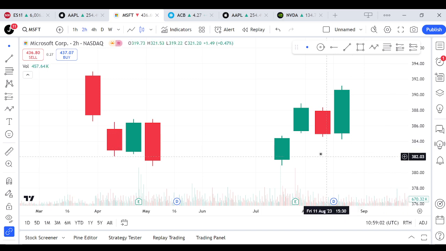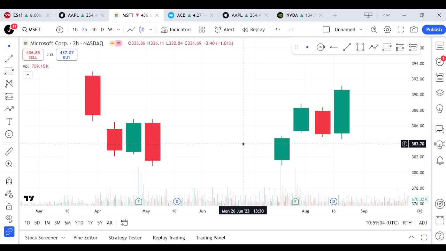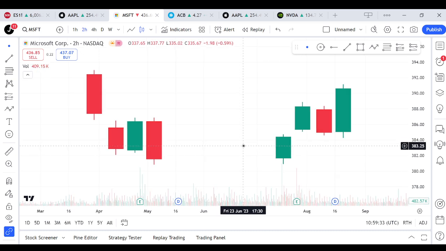So, in today's video, we're going to be talking about the Tasuki Gap candlestick pattern, which is a powerful continuation pattern that can help you identify strong market momentum and potential trade setups. This pattern is often overlooked, but when used correctly, it can provide you with a significant edge in your trading strategy. So stay with me until the end of this video to learn how to spot this pattern and apply it effectively in your trades. So without wasting your time, let's get started.